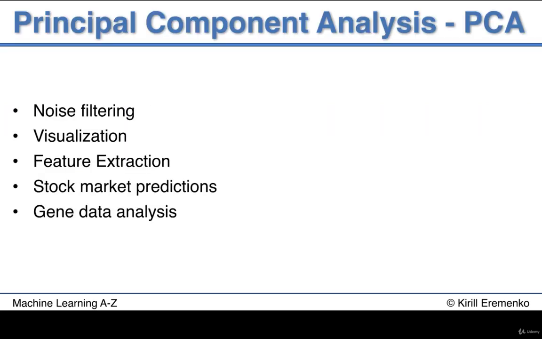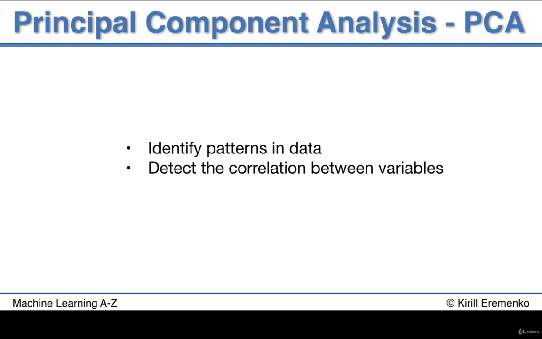PCA is used for operations such as visualization, feature extraction, noise filtering, and can be seen in algorithms used for stock market predictions and gene analysis, just to name a few. The goal of PCA is to identify and detect correlation between variables. If there's a strong correlation and it's found, then you could reduce the dimensionality, which is really what PCA is intended for. You find the directions of maximum variance in high dimensional data, and then you project it into a smaller dimensional subspace while retaining most of the information.